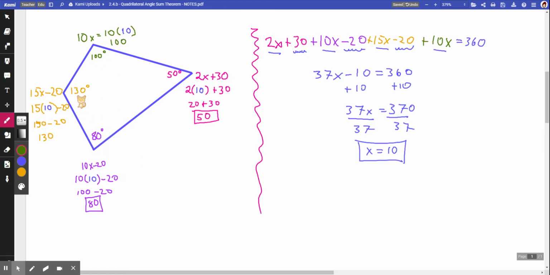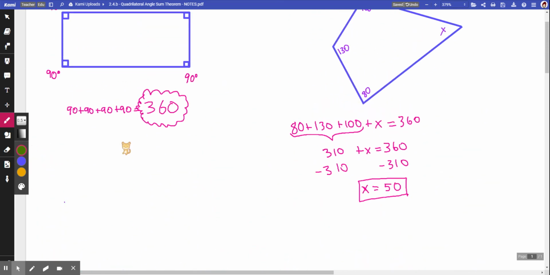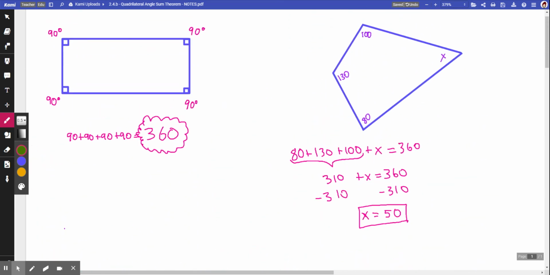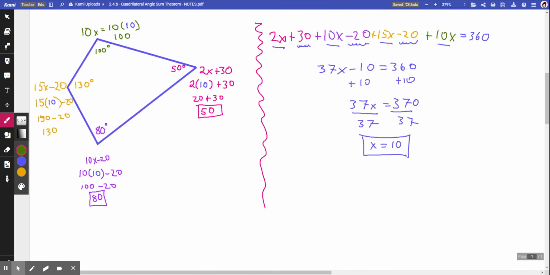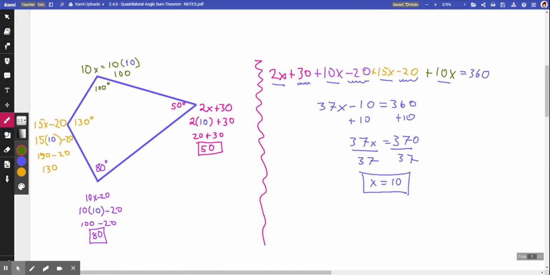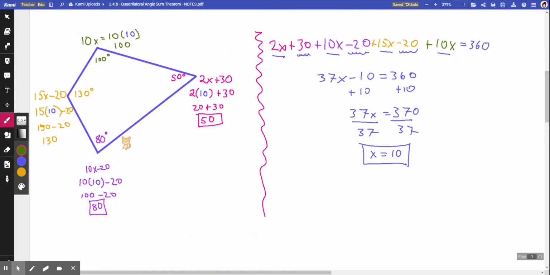And so now I have the measure of all four angles, and we already know from the problem up here that 80 plus 130 plus 100 plus 50 equals 360. So there you have quadrilateral angle sums.